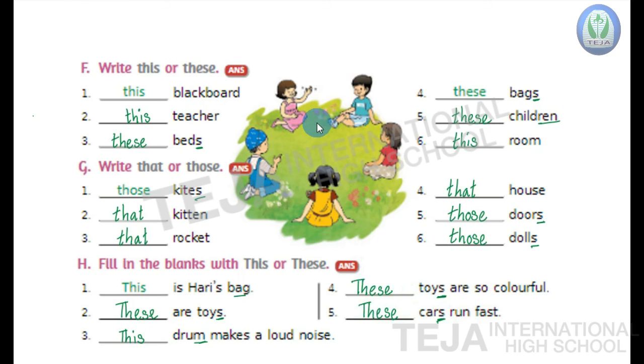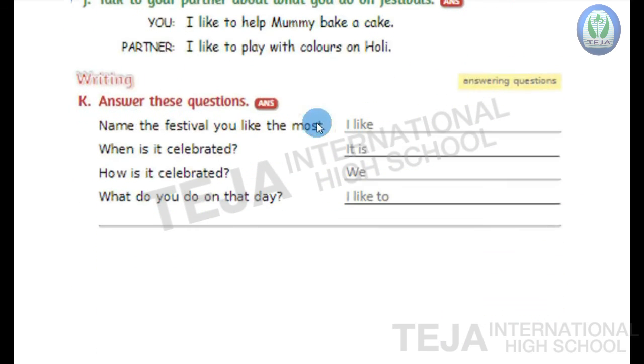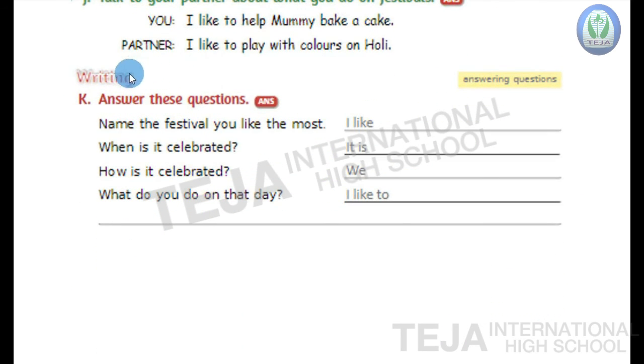Okay. Now here, next writing, children. This is homework for you. Here, answer these questions. First one, name the festival you like the most. So which festival do you like the most? You write here in the blank. I like Diwali or Holi or Eid or Guru Purab or Christmas. You write here in the blank.